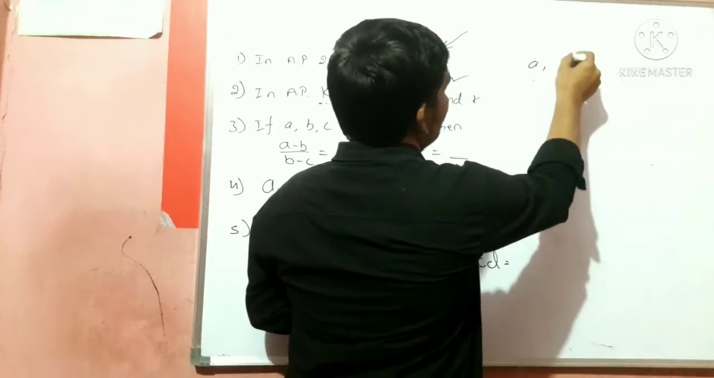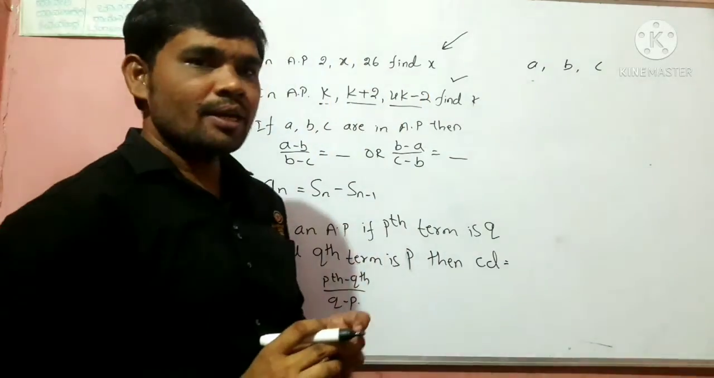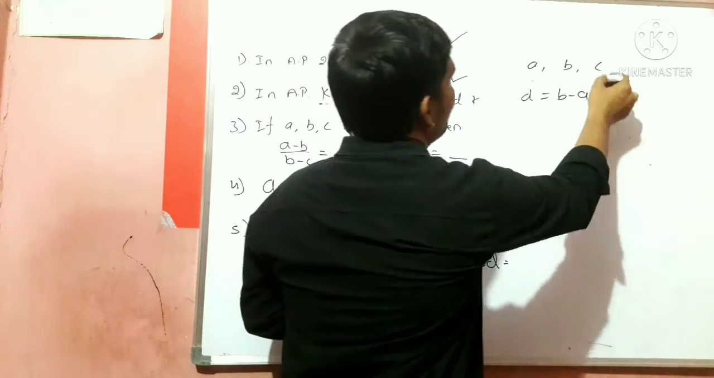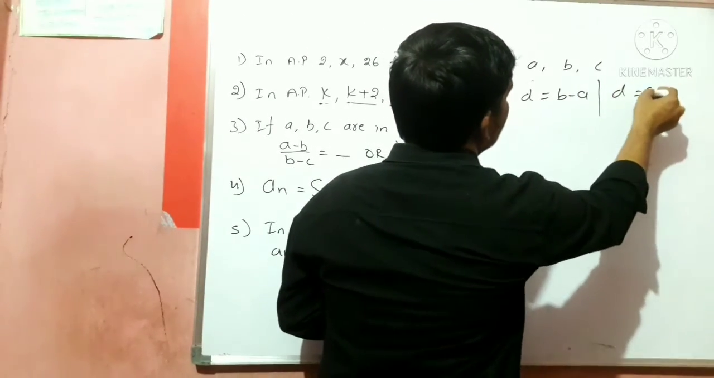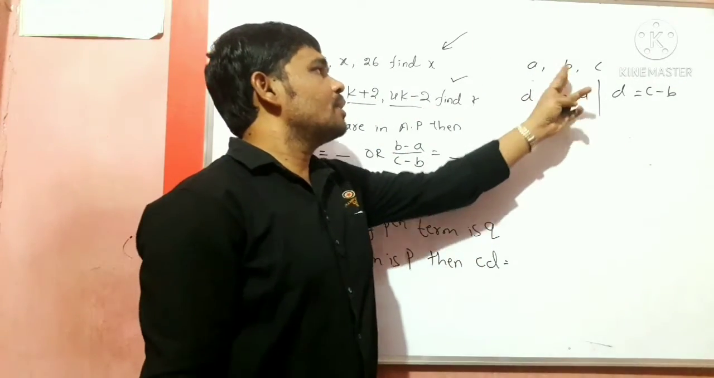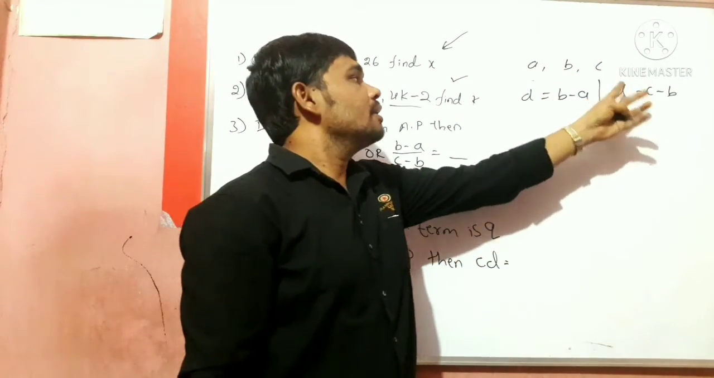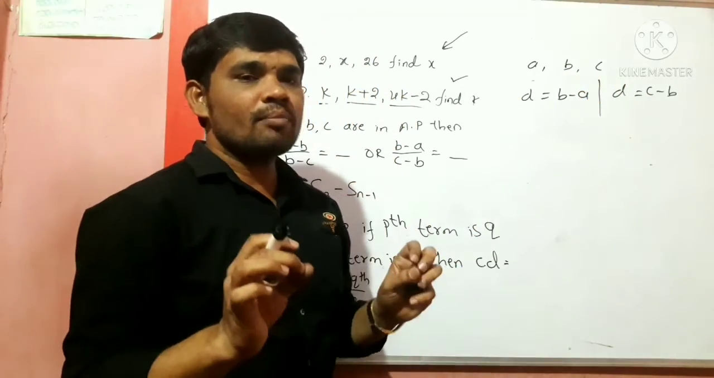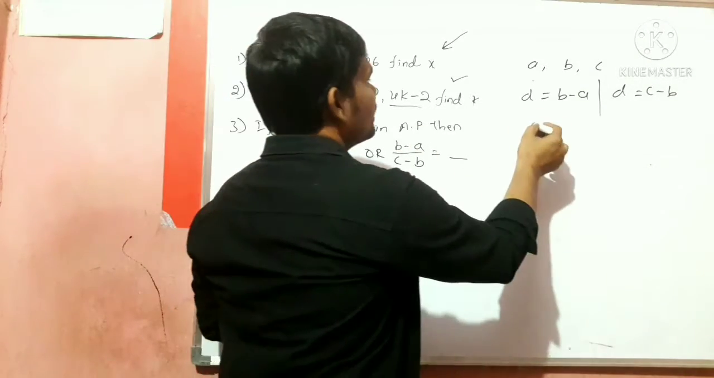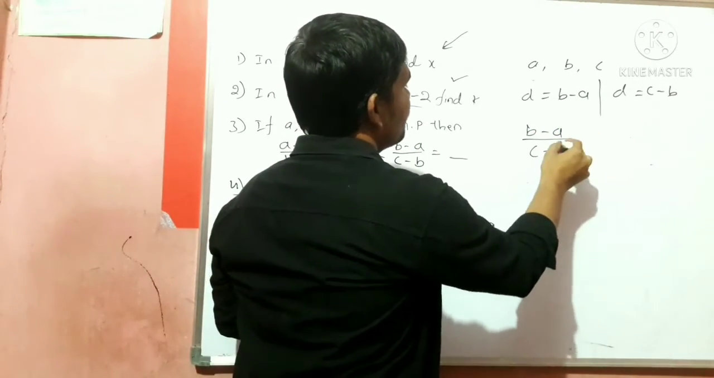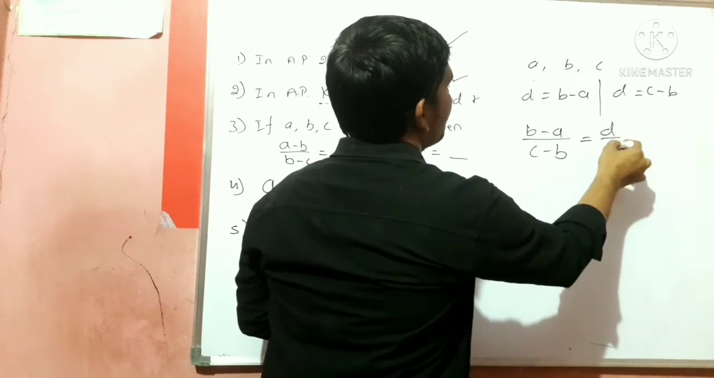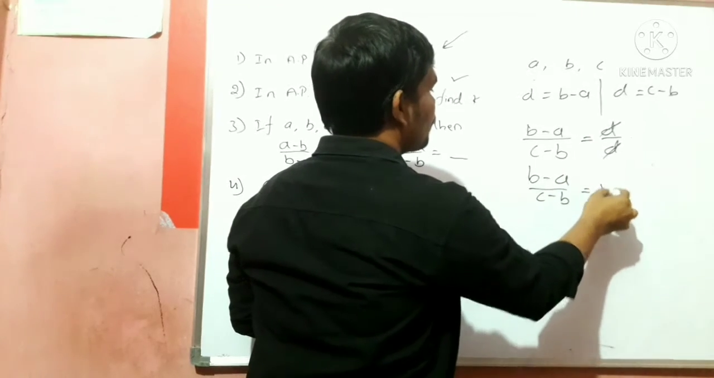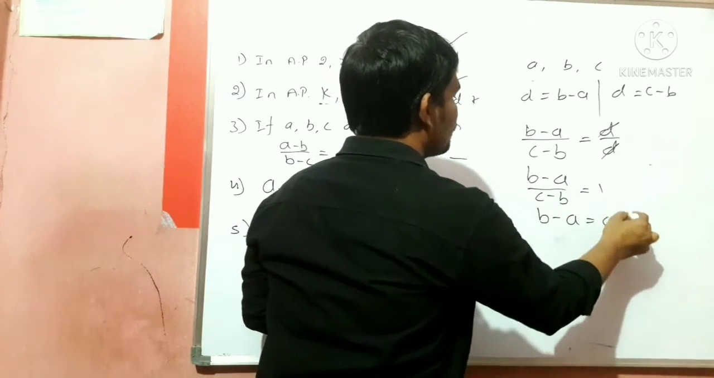Say A, B, C are in AP, then the common difference D will be B minus A, and one more common difference D will be C minus B. This is the common difference between the first 2 terms, and this is the common difference between the second 2 terms. You know that in an AP the common difference is the same. So if I take the ratio, that is (B minus A) by (C minus B) is equal to D by D. D by D gets cancelled. That is (B minus A) by (C minus B) is equal to 1. I mean B minus A is equal to C minus B.